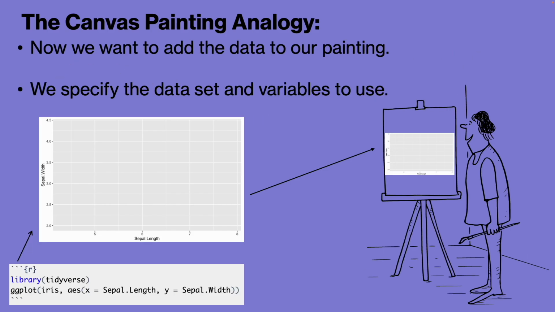What's the next thing we want to do? Now we want to add the data that we're going to be painting. Here in the code, I've now specified iris, which is our data set. And this thing here, aes, stands for aesthetics. Inside these brackets, we specify the data that we're going to plot. From the iris data set, on the x-axis we're going to plot the sepal length data, and on the y-axis we're going to plot the sepal width data. When we run this, we now have our sepal width and sepal length axes added onto our painting canvas.